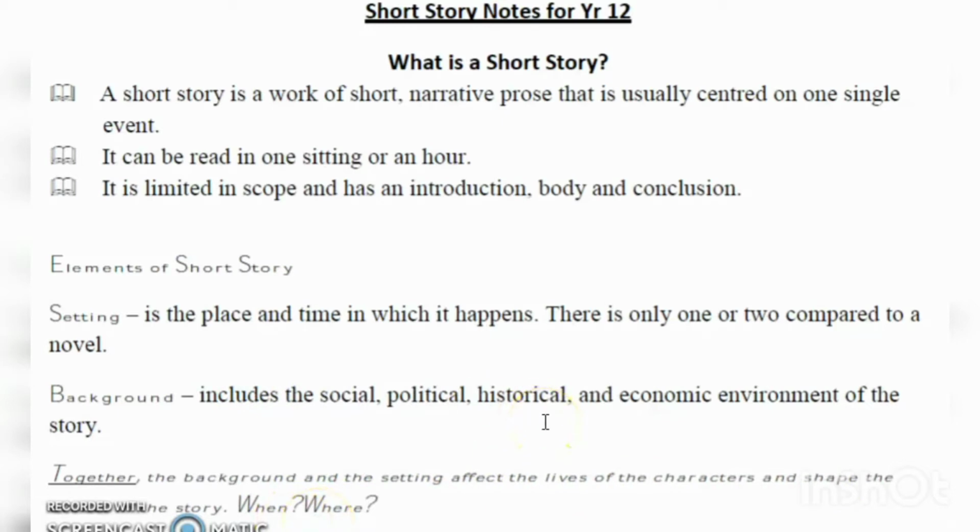When you are discussing your short stories, you'll see that both of these are equally important to show how the characters react in different situations, or how they are able to adapt to the different situation.